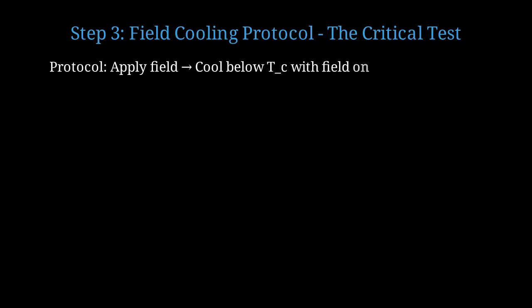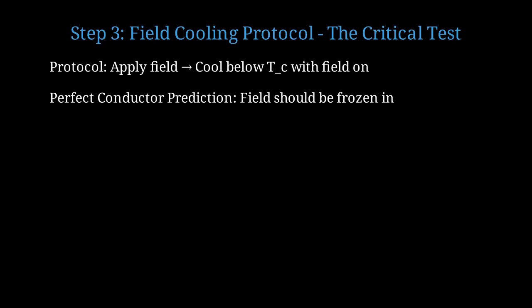Now comes the critical experiment that distinguishes superconductors from perfect conductors. We perform field cooling: apply the field first, then cool below Tc while maintaining the field. In field cooling, we keep the external magnetic field on during the entire cooling process. This is the key test. If the material were just a perfect conductor, Faraday's law tells us the magnetic flux should be frozen into the material. The field should remain trapped inside.